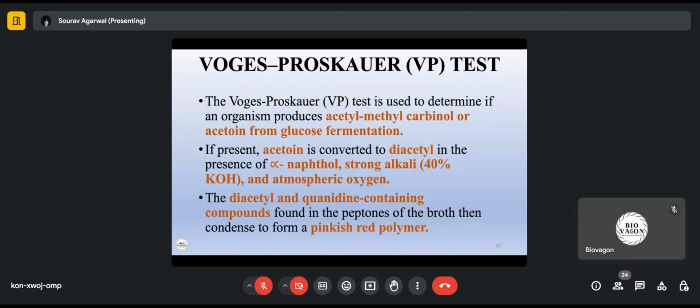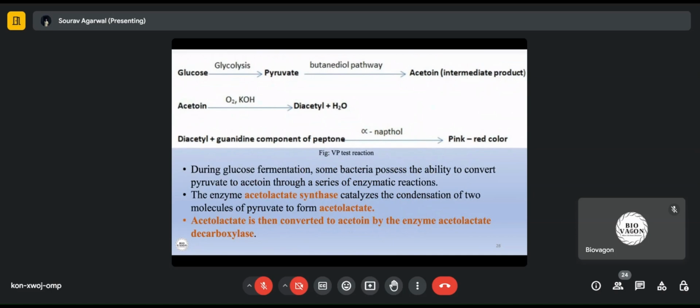Now we come to the third test of the IMViC series, which is the Voges-Proskauer test. In this, we test if the organism is able to produce acetone or not. The other name for acetone is acetyl methyl carbinol. So after glucose fermentation, we will be checking if the bacteria is able to produce acetone or not. First I'll explain what happens in the reaction.